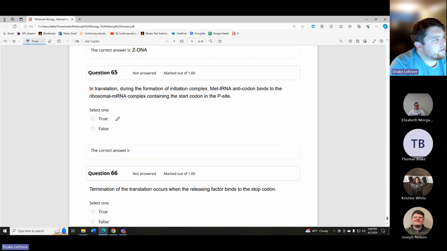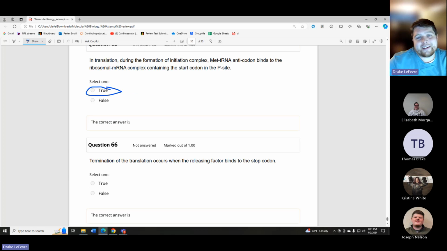In translation, during the formation of the initiation complex, the methionine tRNA anticodon binds to the ribosomal mRNA complex containing the start codon in the P site. True. It is true. If I read that and you were like, confused Pikachu face, what?